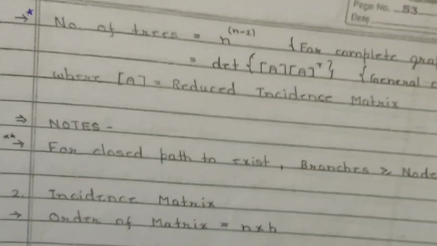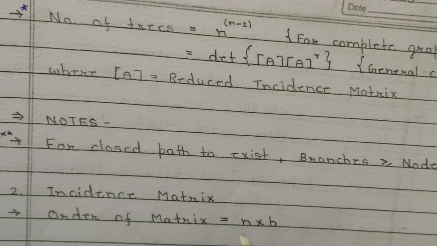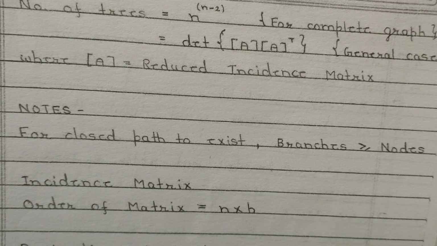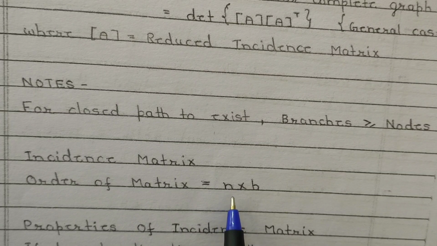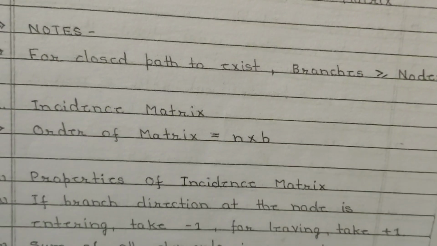For a closed path to exist, branches must be greater than or equal to nodes. Incidence matrix. The order of the matrix is nodes into branches. It has some properties.